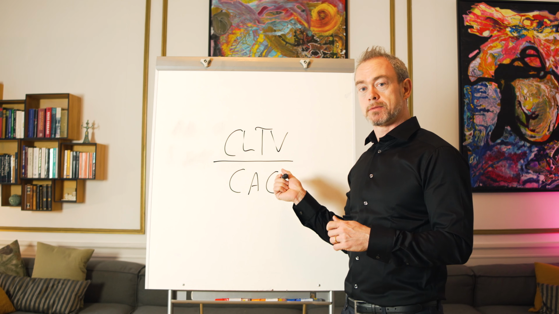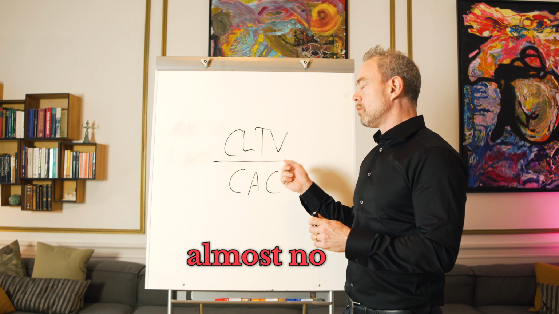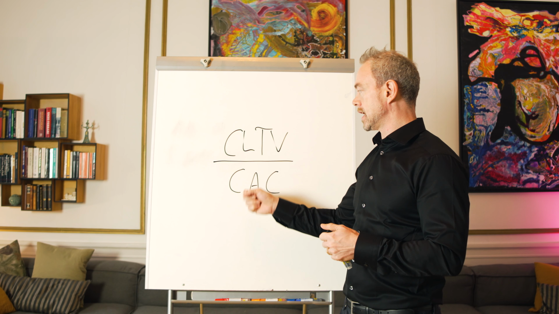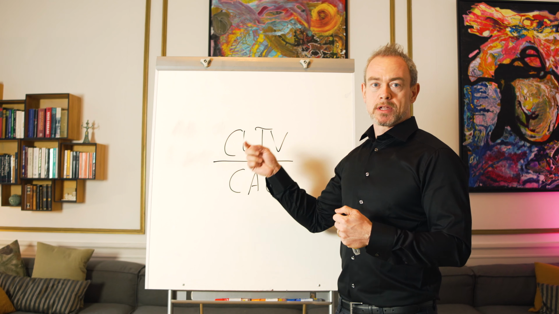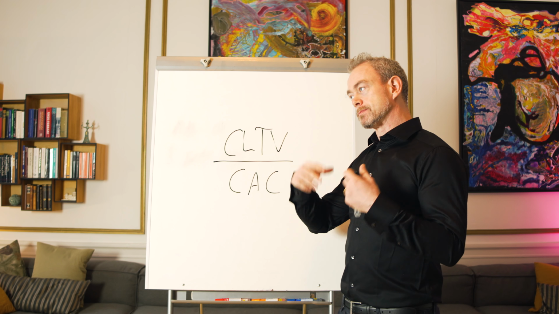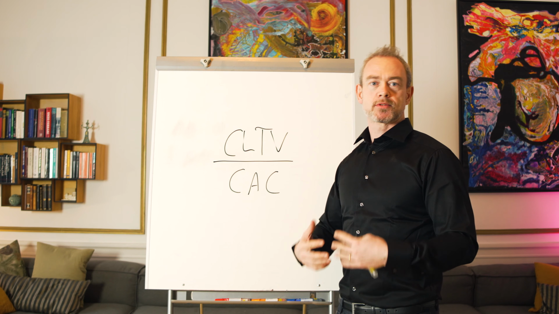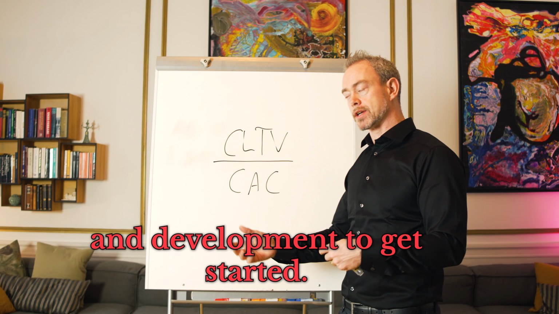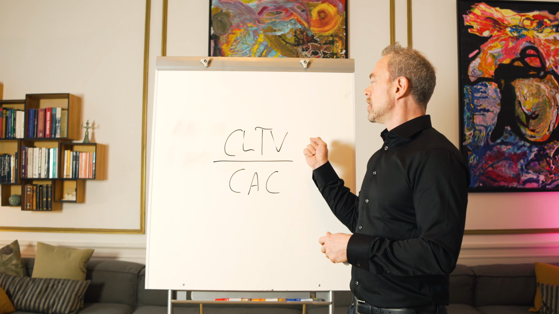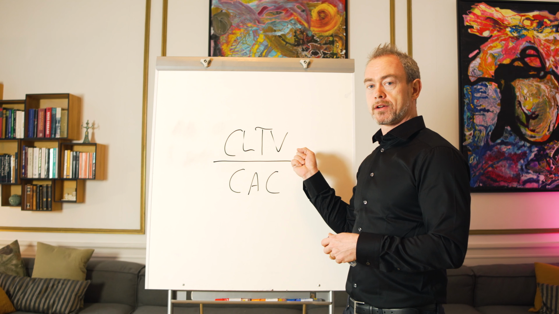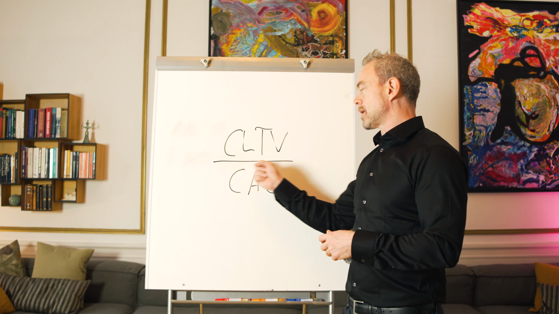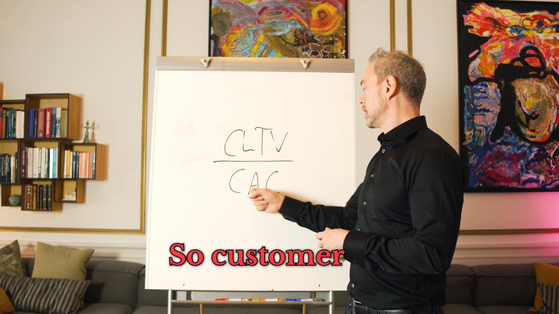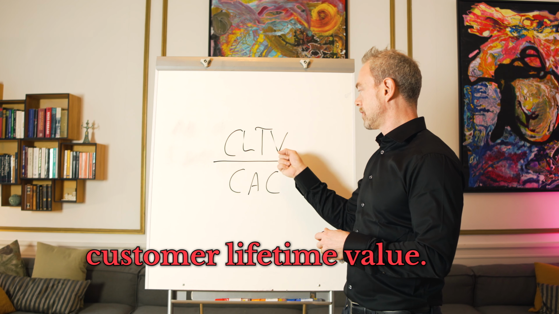And the reason this is the basic formula in SaaS is that almost no SaaS companies are profitable when they launch, right? So you can launch a window cleaning business and be almost profitable on day one, because it doesn't take a lot of upfront capital or development to get started, but in SaaS it does take a lot of upfront capital and development to get started. So that is why you take the lifetime revenue or profits that you get out of a customer, and then you divide it by the amount of money it takes to land or acquire that customer. So customer lifetime value over customer acquisition cost.